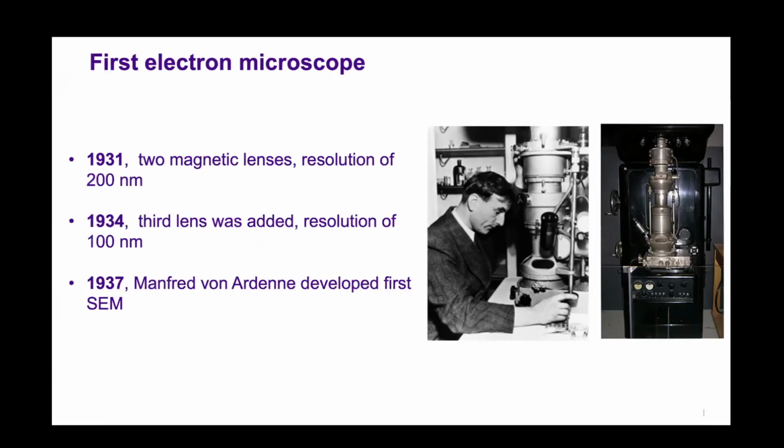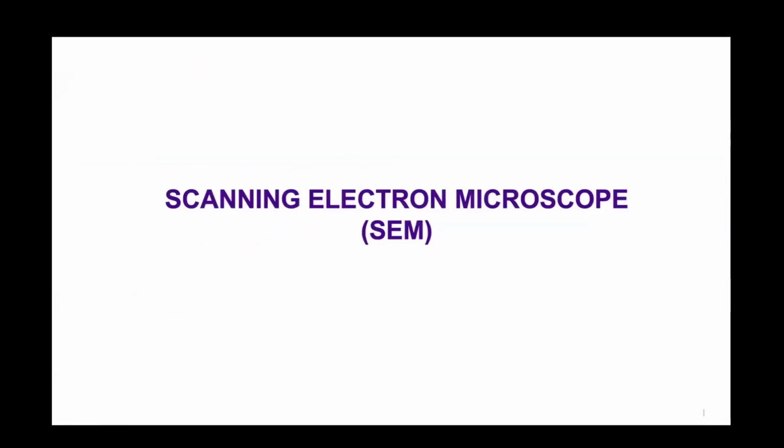And first, they used magnetic lenses. We will come to that. You will see what is a magnetic lens. They were able to see the same resolution as the theoretical limit that you see in optical microscope. They used a third lens, they reduced by half, and later on there also comes the scanning electron microscope.